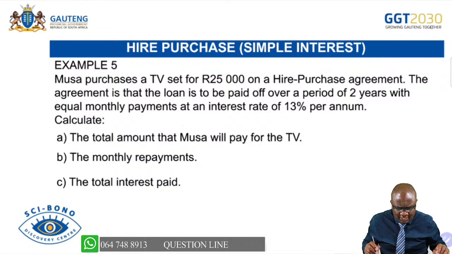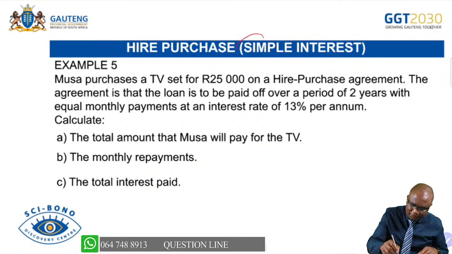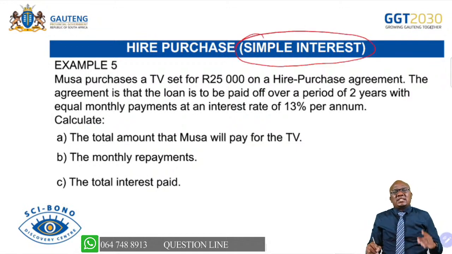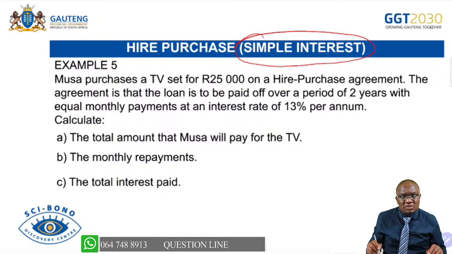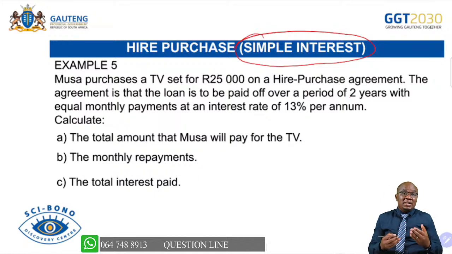Musa purchases a TV set for 25,000 on a hire purchase agreement. Hire purchase agreement. We said hire purchase is what? Simple interest. Remember that is very, very important. Hire purchase is simple interest. The agreement is that the loan is to be paid off over a period of 2 years, with equal monthly payments at an interest rate of 13% per annum. Calculate the total amount that Musa will pay for the TV.